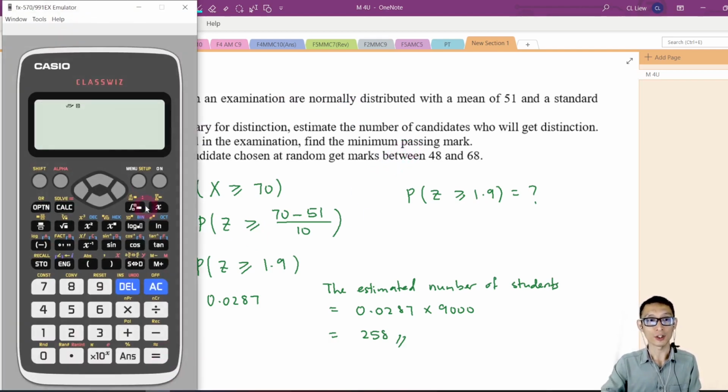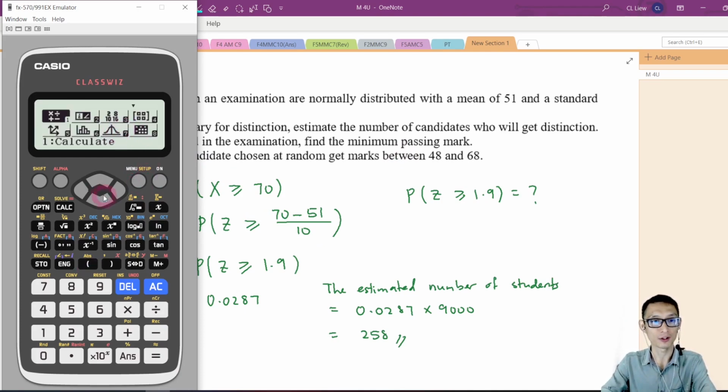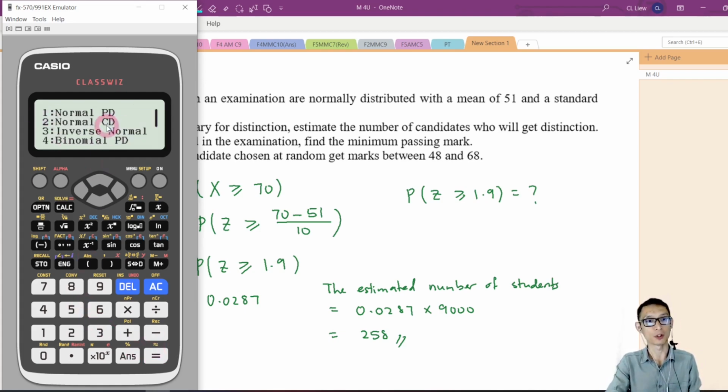If you are using a calculator, you don't have to convert to the Z value, you will still be able to get the answer. So press this one and choose number 7. You can just type 7, or use the arrow key to search for distribution. Then press equal. Normal cumulative distribution.